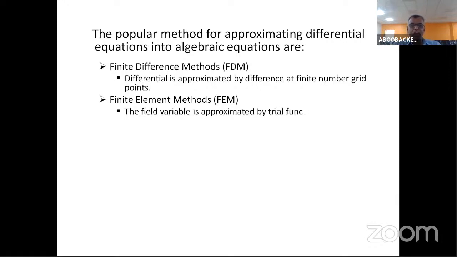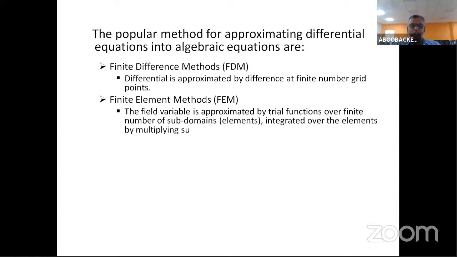So here the field variable is approximated by trial functions over a finite number of subdomains. And these finite number of subdomains are also called elements. And then integrated over the elements by multiplying suitable weighting functions.